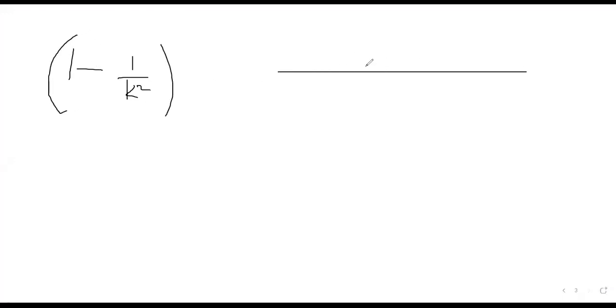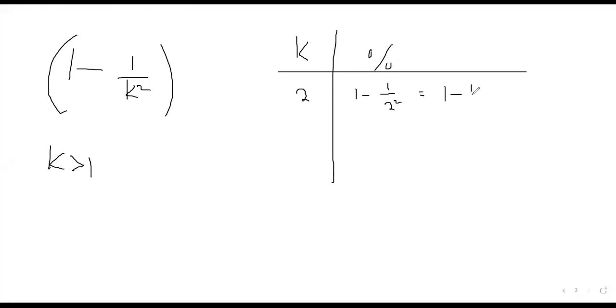So if we're going to use this table, I want you to help me. The values of k must be greater than 1, meaning we're starting from 2. If k is 2, what is our percentage? Using this formula, it is 1 minus 1 over 2 squared. We're going to have 1 minus 1 over what? 4. Which is equal to what? 75% or 0.75.